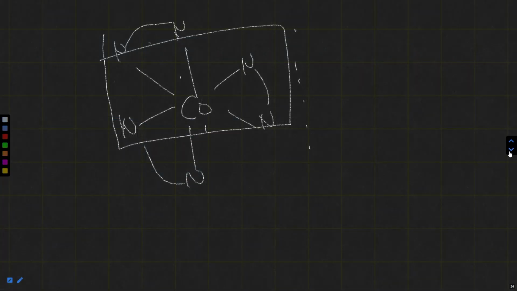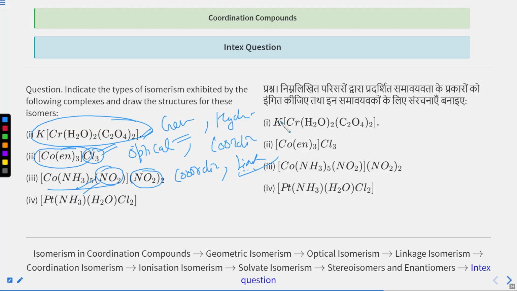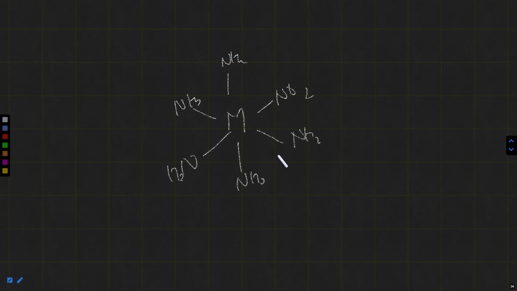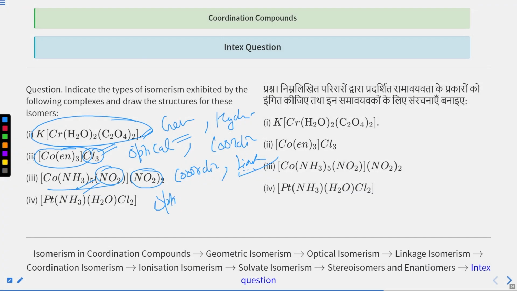Okay, so let us draw the structure. We have 5 NH3s and 1 NO2. To draw a plane of symmetry, there is no plane of symmetry. Can you draw it here? No. So it will also show optical isomerism. Plus, since this has a hydrate, this one can show hydrate isomerism.